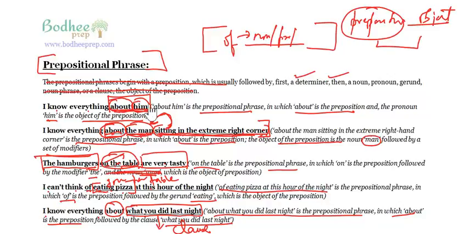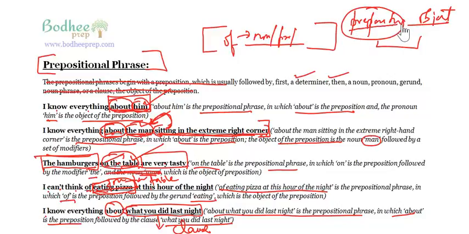We have seen in all the examples we have an object, him. Here we have the man. Here we have the table. Here we have, I can't think of what, of eating pizza. So basically this eating pizza is the object of the preposition. Here we have I know everything about what, about this whole thing.